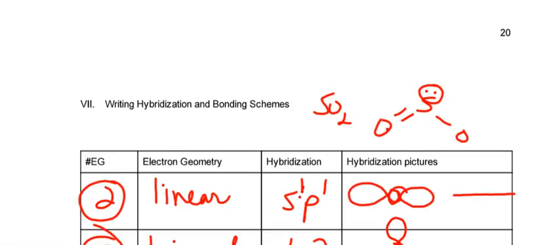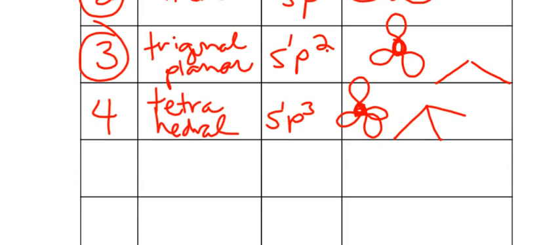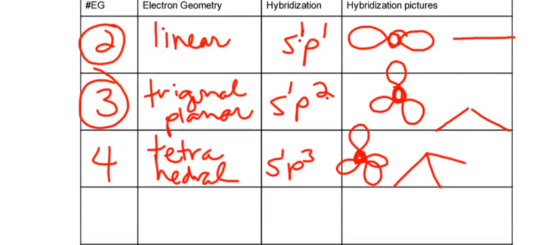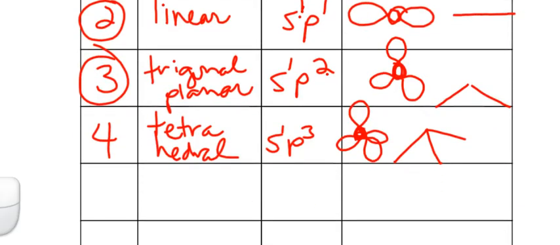Whoa, what just happened here? There we go. I'll just put it back here. The hybridization pictures are still showing us this right here. So the orbitals are there. If there's a lone pair occupying an orbital, then it won't show up.